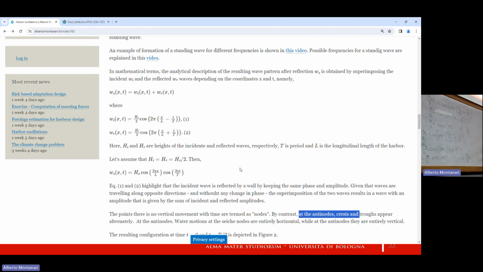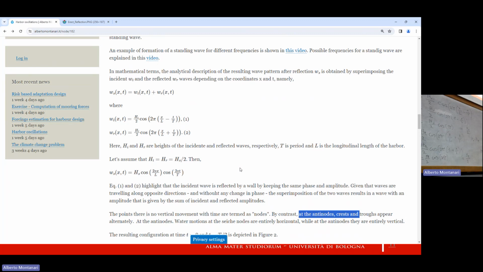So what did we find? We found that at the head, I have to sum incident and reflected wave. And given that we have full reflection, H_R is equal to H_I, I just have to double the amplitude. This is what happens here. So the amplitude is twice the amplitude of the incident wave.